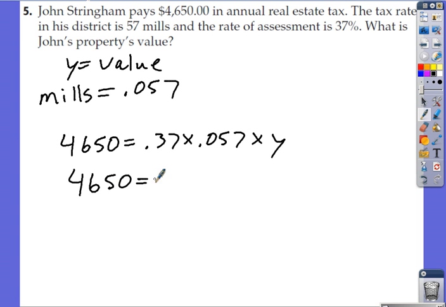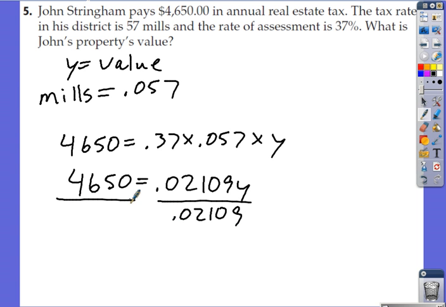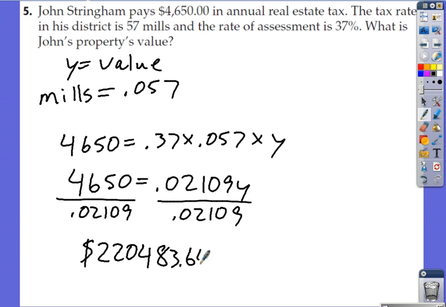4,650 equals 0.02109 Y. Divide both sides by 0.02109. 4,650 divided by 0.02109 is $220,483.64 equals Y as the market value.